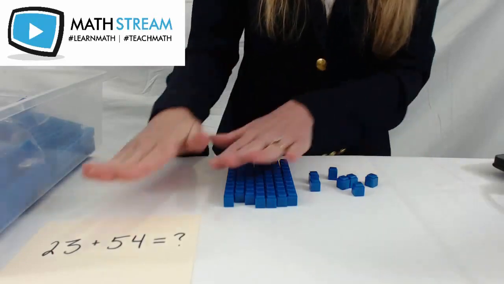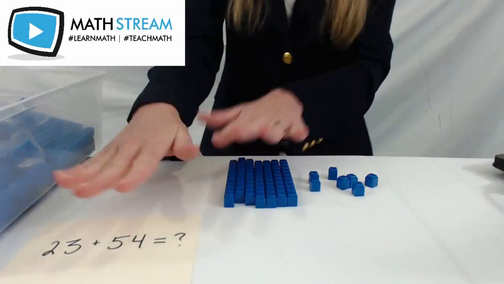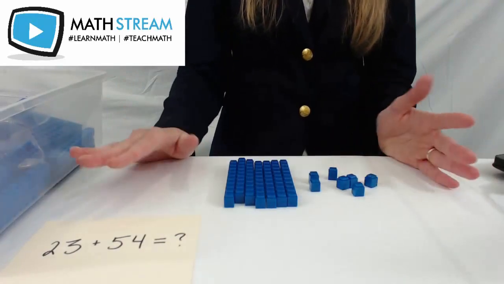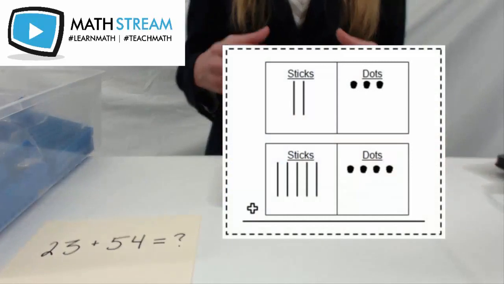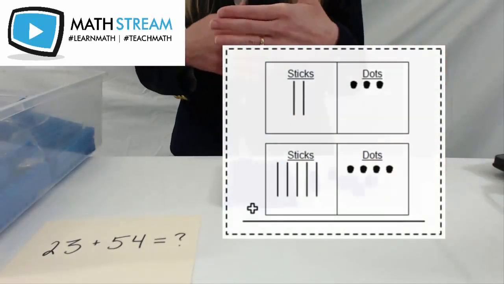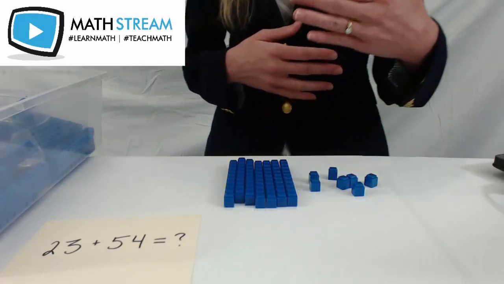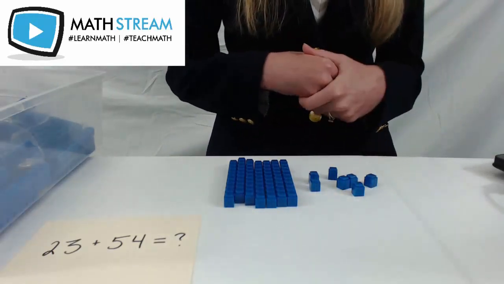Now this will be able to bridge into, so this is the model. The representation, if you look on your screen right now, is an image of sticks and dots, basically. And then we're going to move them on to be able to solve this symbolically in the future. And we will talk about that later.